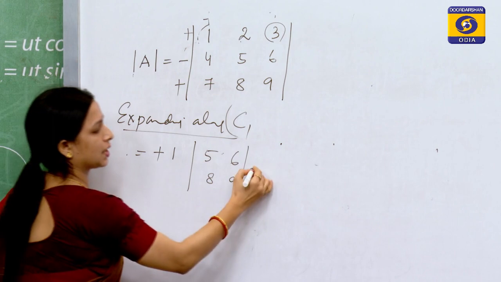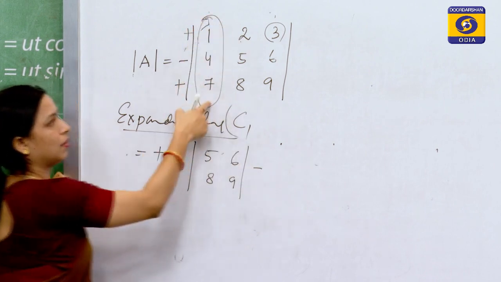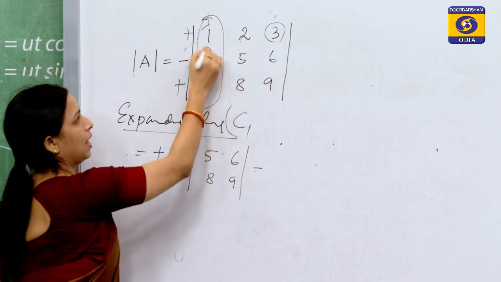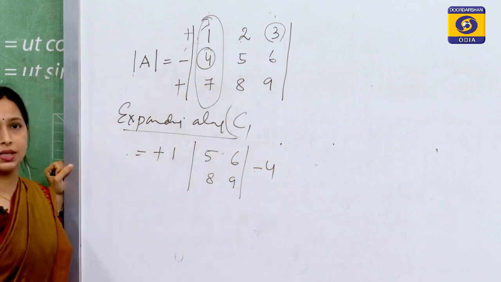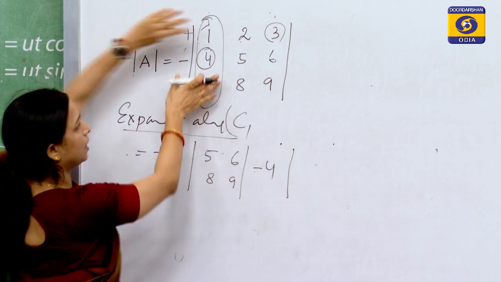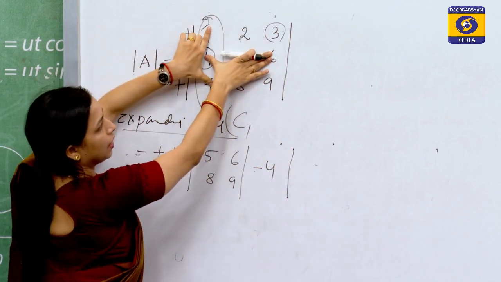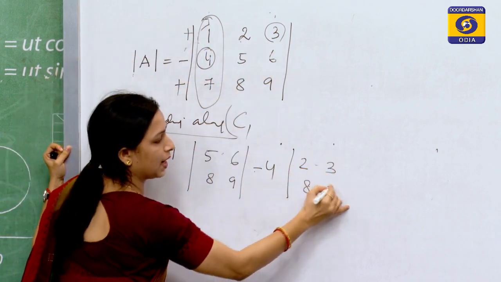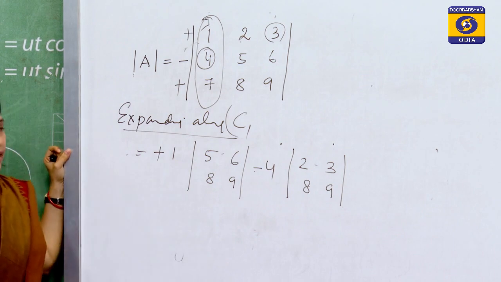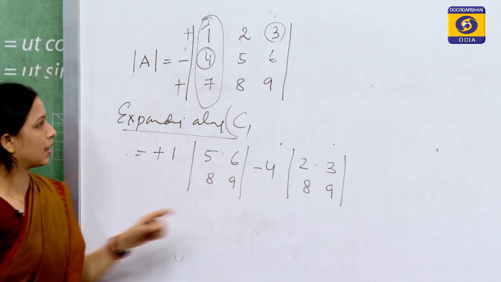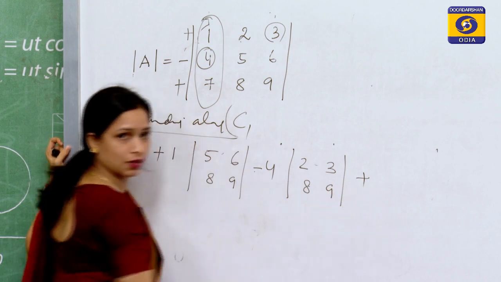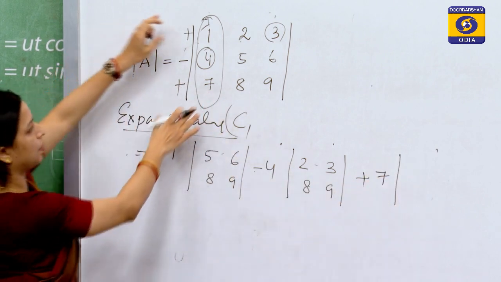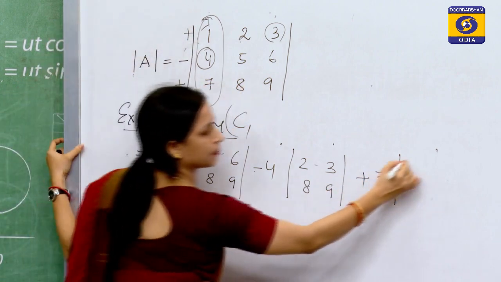Similarly, positional sign minus, so we are expanding along column 1, remember. So, minus sign, positional sign, element is 4. Now, what is the second order determinant that we get? We delete the row and the column in which it lies. So, what are the resultant elements? 2, 3, 8, 9. So, 2, 3, 8, 9 is the second order determinant that we get by taking into consideration element 4. Last one, positional sign is plus and element is 7. Same, the second order determinant will be 2, 3, 5, 6.